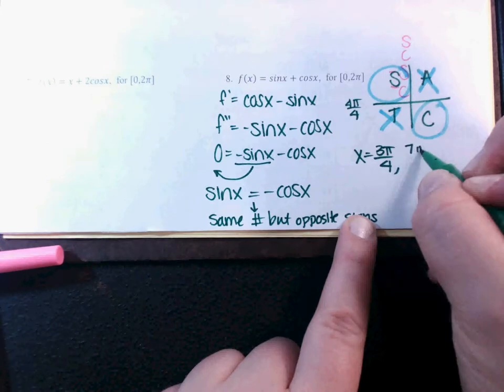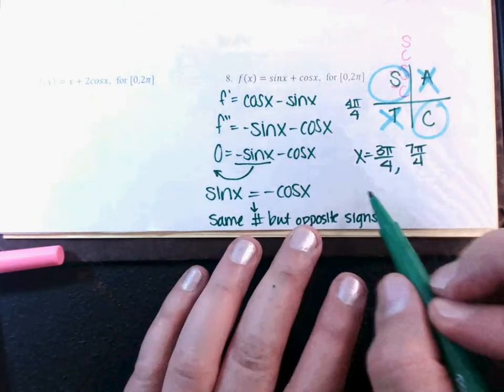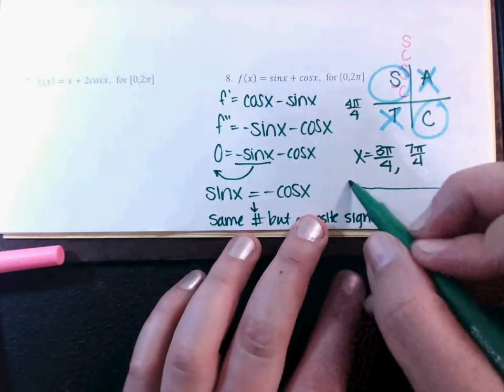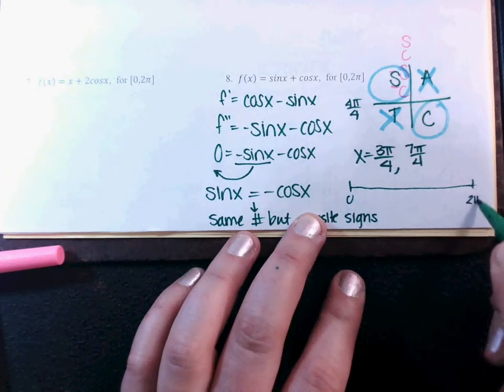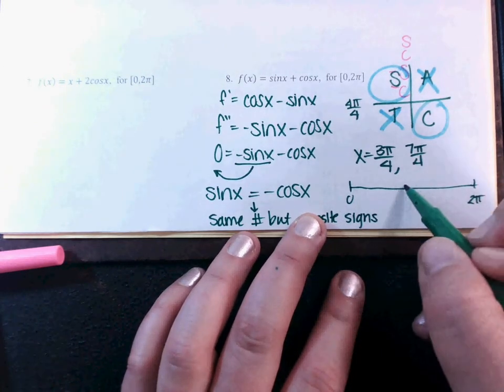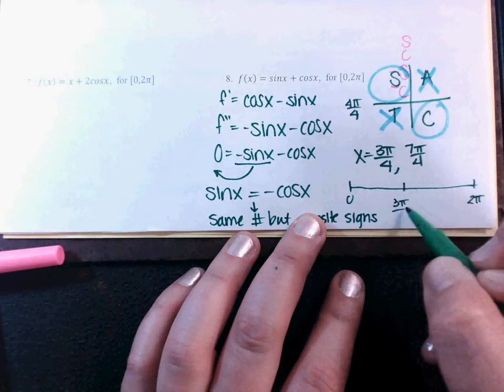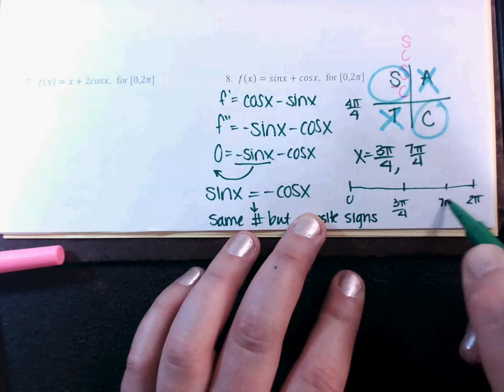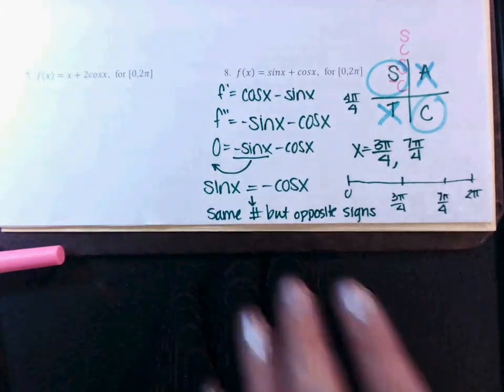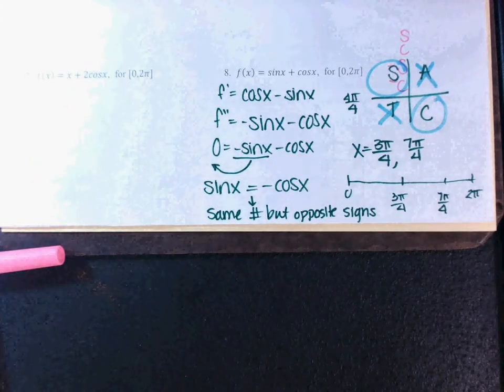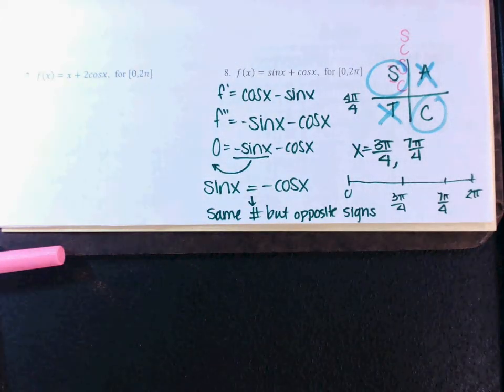Now, when you do your line chart, we're only going 0 to 2 pi. So I'd put 3 pi fourths maybe here, and then 7 pi fourths here. Okay, can you plug in 0 if it wasn't a critical number? Yes, you can. So let's use 0. So ready? We're checking for the sign of f double prime, which is right here. I'm plugging in 0.